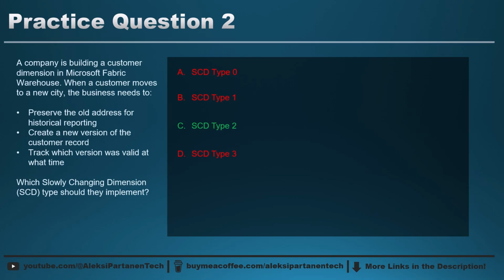Since it is the only one that is able to fulfill these requirements to preserve the old addresses for historical reporting. Type 3 won't work since we are not specifying that we want only the latest addresses to be stored, and we have to assume that we need the entire history.